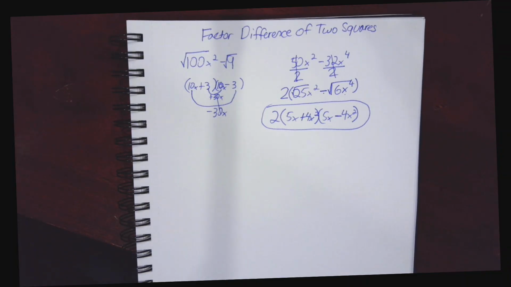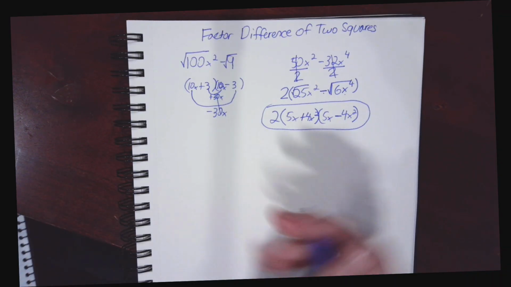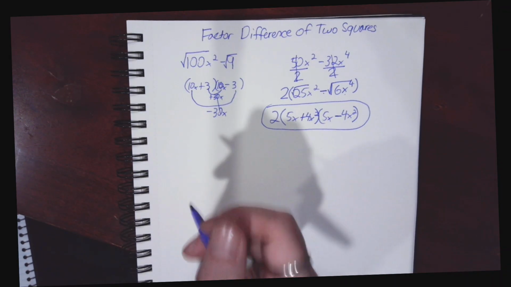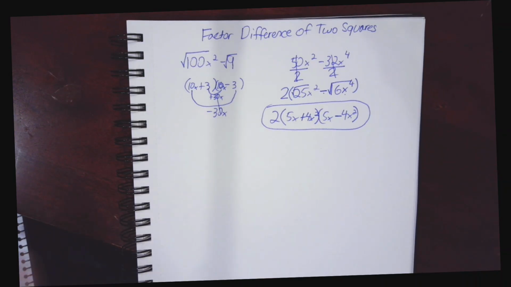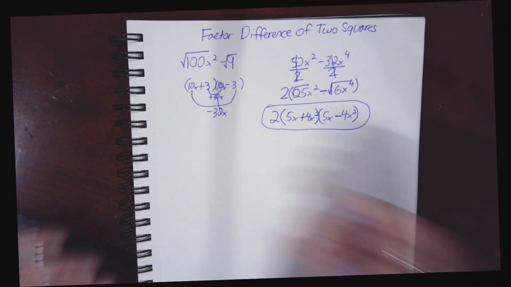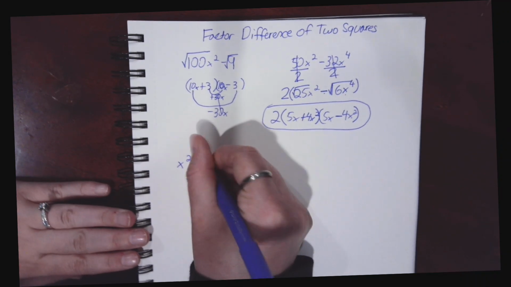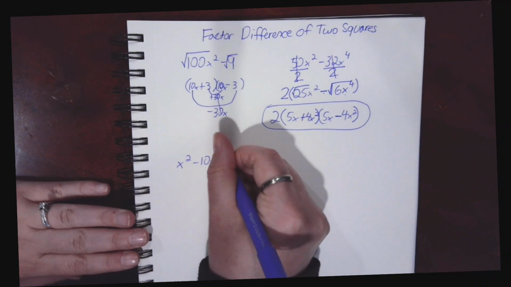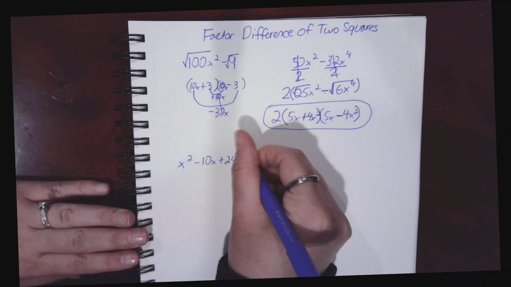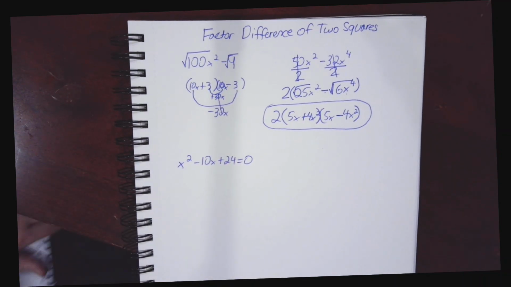Okay, one more thing I'm going to cover is solving. So after we factor, you're going to solve. When we do that, that means it has to equal 0. So I'm going to do x squared minus 10x plus 24 equals 0. Okay, so we're going to factor that out.